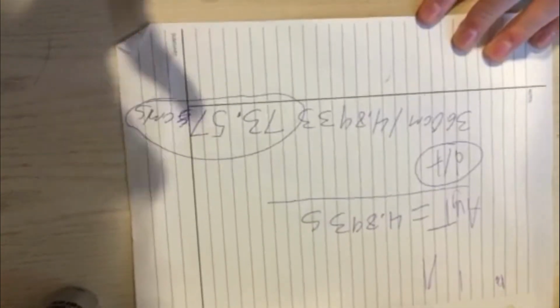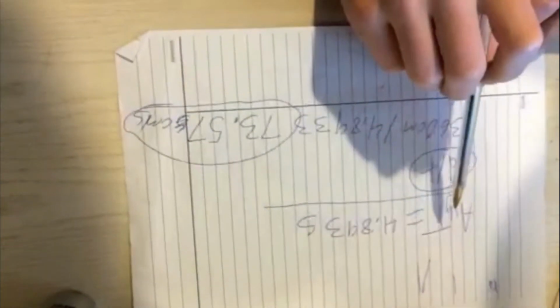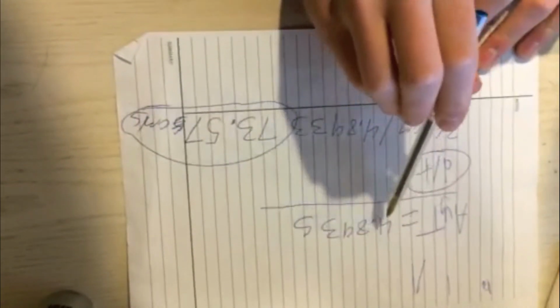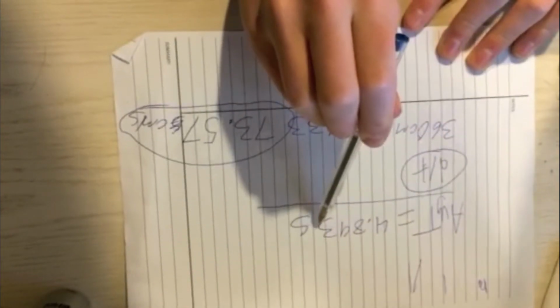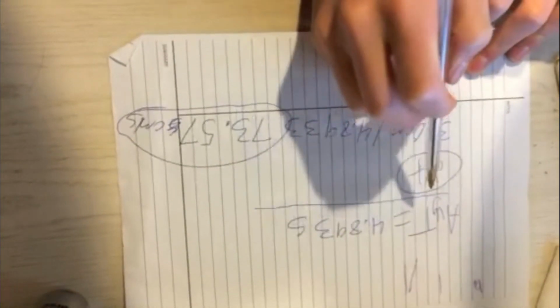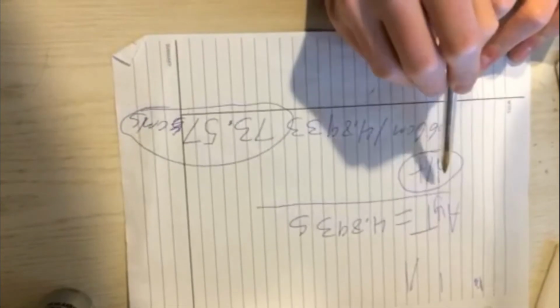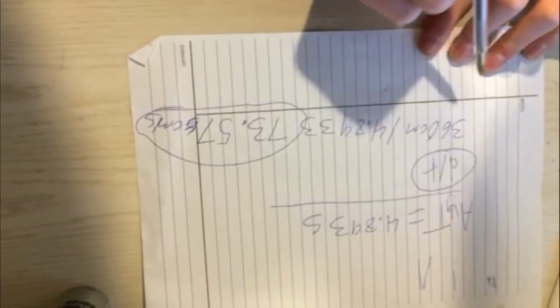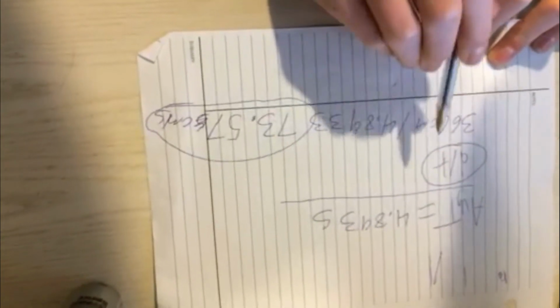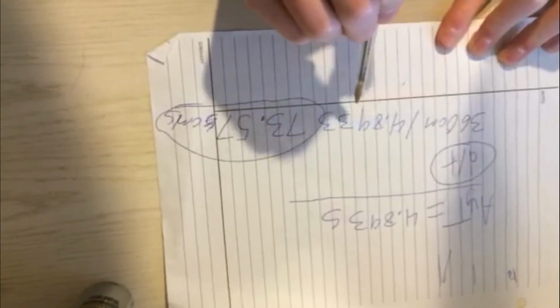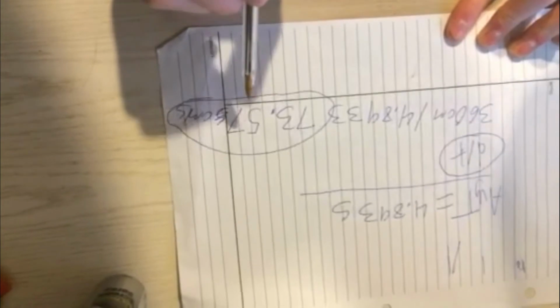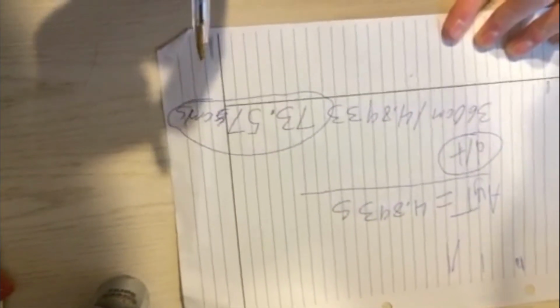Okay, now to find our average speed, we take our average time, which was 4.8933 seconds, and we know the formula for speed, which is distance divided by time. Our total distance of our track was 360 centimeters, and if we divide that by 4.8933, we get 73.57 centimeters per second.